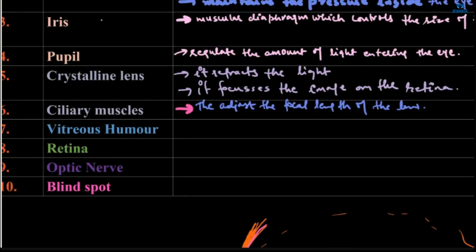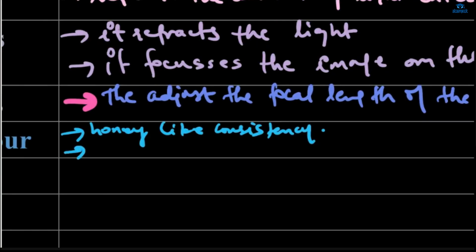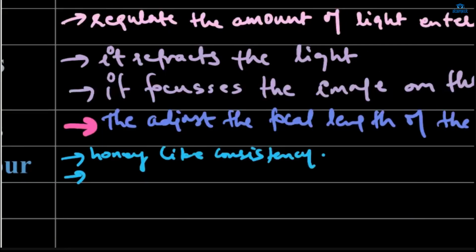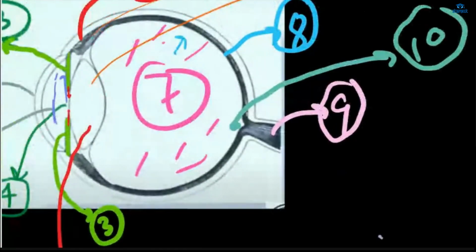It has a honey-like consistency. And what does it do? It is responsible for maintaining the shape of the eye. It exerts pressure in all directions of the eye, so that, having a honey-like consistency, it exerts all the pressure on the walls of the eye, on the inner part of the eye.